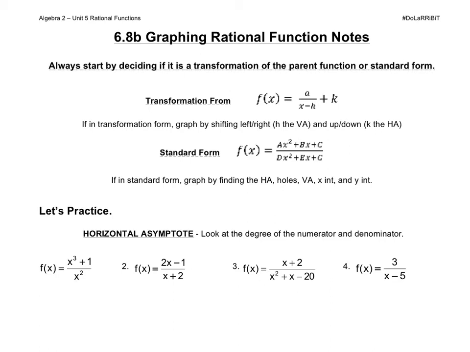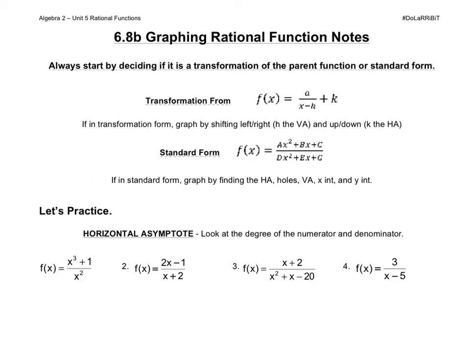So as you can see, there's a fraction with a number on the outside of the fraction, and that's going to be your transformed form. Standard form, you're going to have only one fraction. There's no k. Most likely there's an x on the top and on the bottom. Sometimes there's no x on the top. Sometimes the higher power is going to be on the bottom. Sometimes the higher power of the fraction is going to be on the top. So this is what we're going to be discussing in standard form.